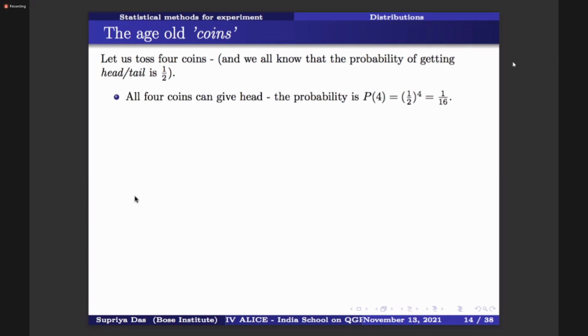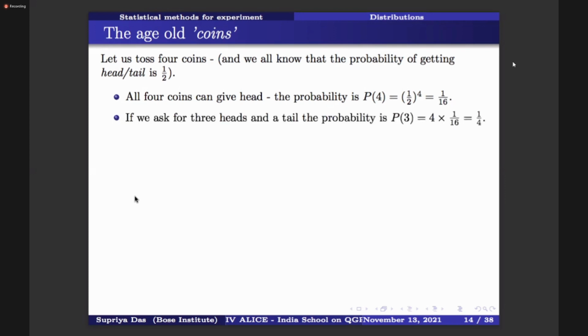The first thing, let us consider that all 4 coins can give head, right? As I said, if you take 4 coins and each of them has a probability of giving you head or tail, it can so happen that all 4 coins give you head. But then the probability that, if you take 4 coins and toss them, all 4 will give head, is given by half to the power 4. That you all know, that you just multiply each of the probabilities and you get the total probability, which is 1/16. This is very simple.